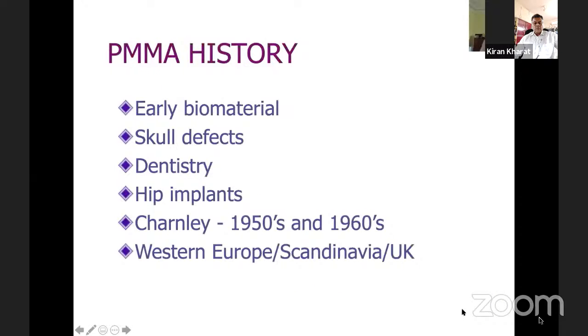As I said, it rapidly became used within medicine, initially for filling in defects within the skull, but then popular within dentistry and the use in replacement teeth and dentures. And then it started to become used in hip implants, but it wasn't until its use was popularized by Charnley when he invented modern hip replacement that it really grew in usage and has continued ever since, and in particular is popular in Western Europe, Scandinavia, and the UK.